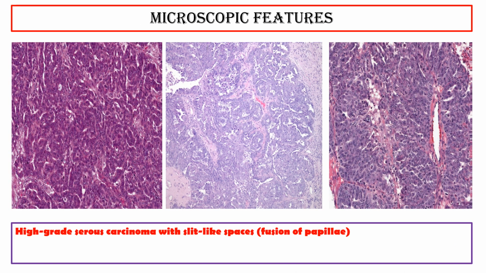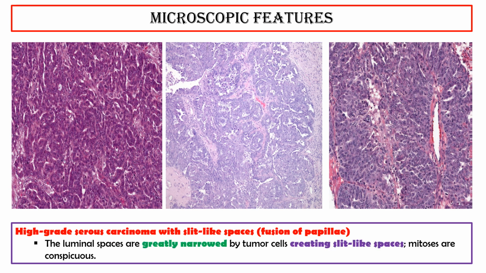High-grade serous carcinoma with slit-like spaces, fusion of papillae. The luminal spaces are greatly narrowed by tumor cells, creating slit-like spaces. Mitoses are conspicuous.